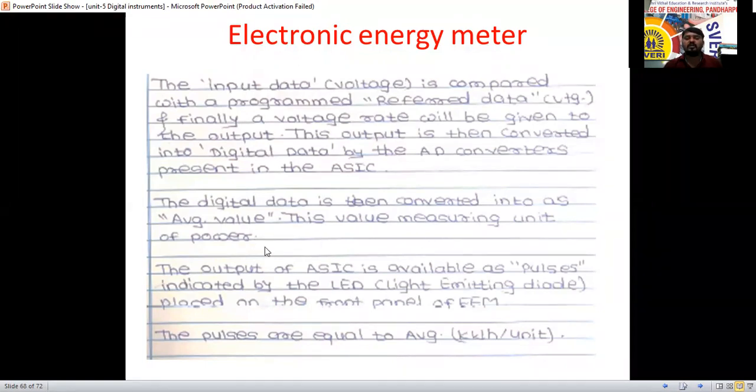This value is the measuring unit of power. From the product of voltage and current, we get the power value. Then the pulses are equal to the average kilowatt hour per unit. 1 kilowatt, or 1000 watt hour, we call 1 unit. Per unit, we have to use 1000 watts.